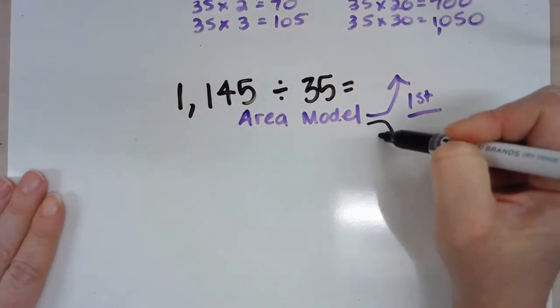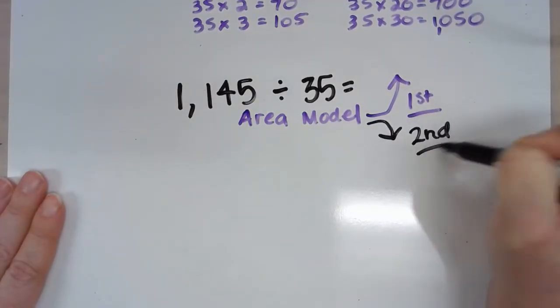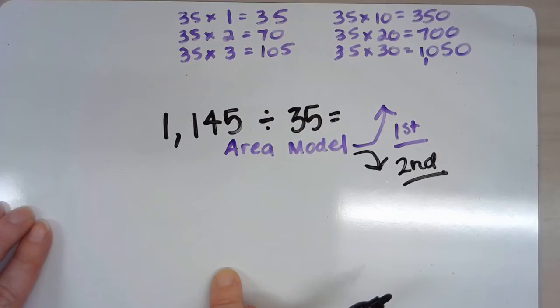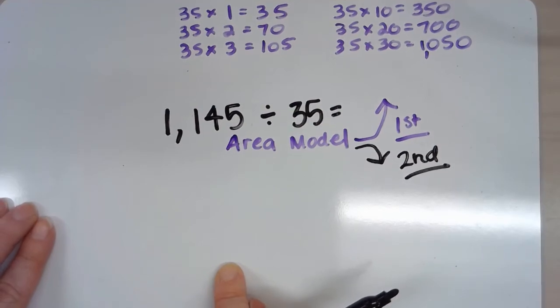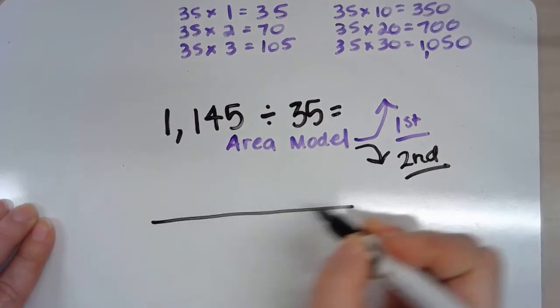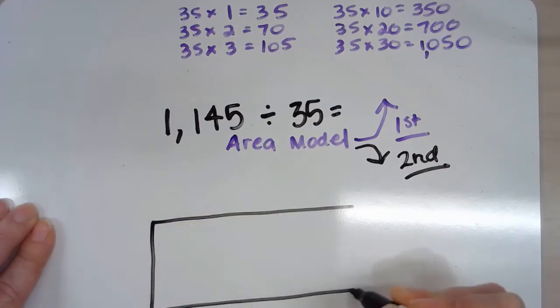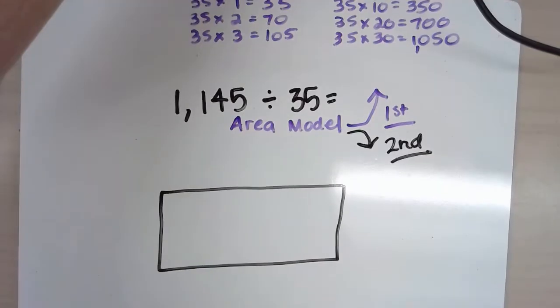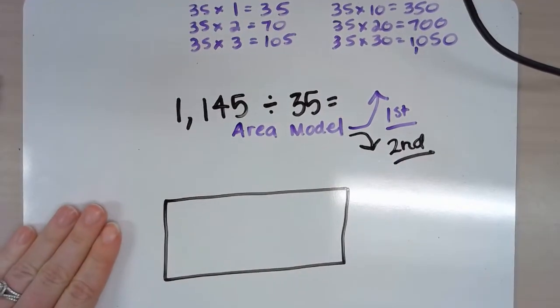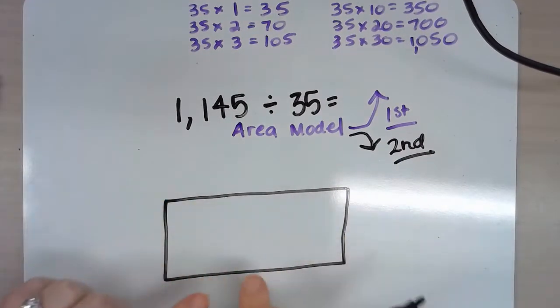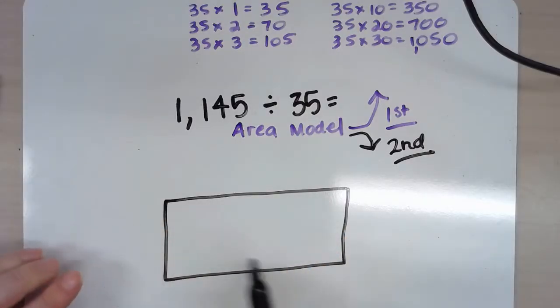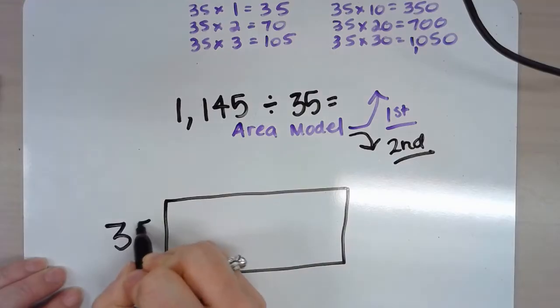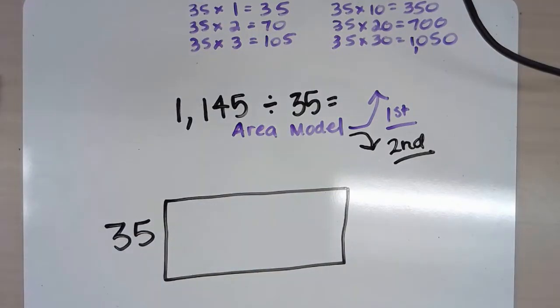Now, the second thing that we're going to do is we're actually going to come down and we're going to begin modeling this with the area model. Remember what we've discussed. This rectangle represents my dividend. So in this problem, because of the context that we made up, this rectangle represents 1,145 pieces of candy, and that candy is going to be sorted among 35 treat bags. This problem is looking pretty good to me.